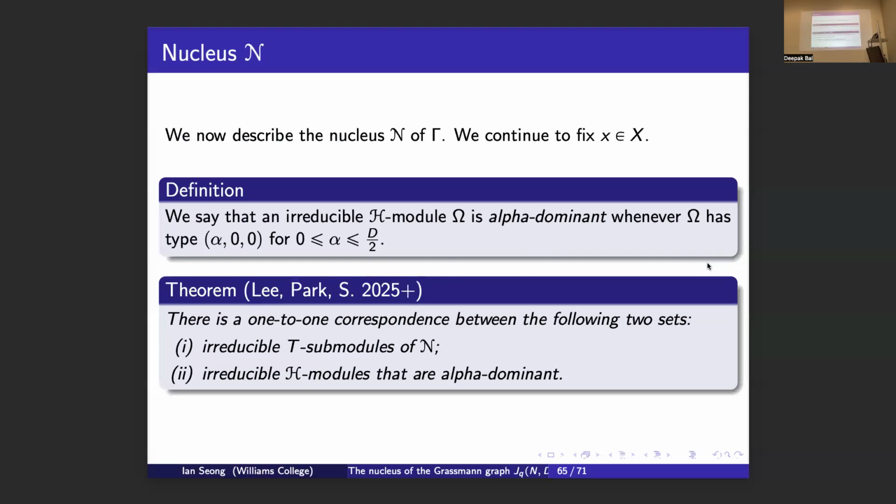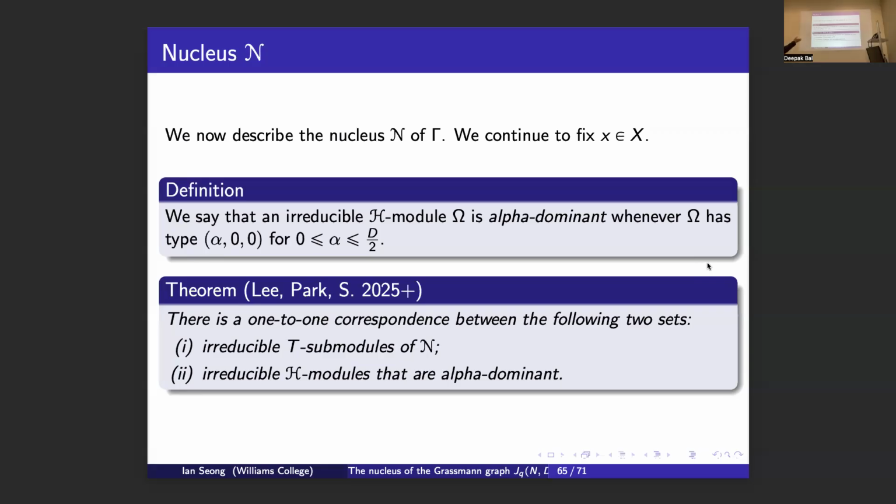Okay, so now we're going to describe the nucleus N of gamma. We continue to fix a vertex x. Here's one definition. We say that an irreducible H module omega is alpha dominant whenever omega has type alpha, 0, 0 for alpha between 0 and d over 2. I came up with that name, by the way. We're going to see a diagram that represents an alpha dominant irreducible H module.